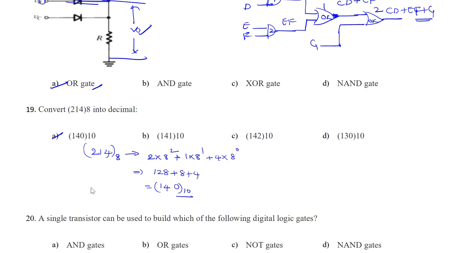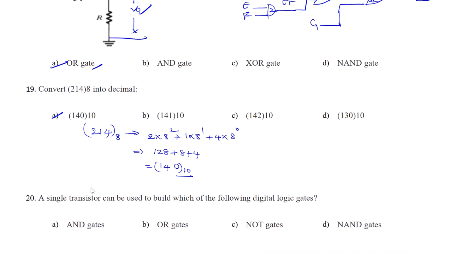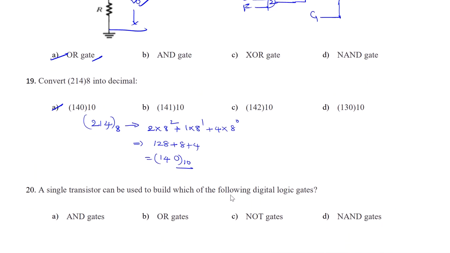And the next one. A single transistor can be used to build which of the following digital logic gates? So a single transistor, as we discussed earlier, can be operated in 3 modes of operation. What are they? The first one is active mode, the second one is saturation mode, and the third one is cutoff mode.